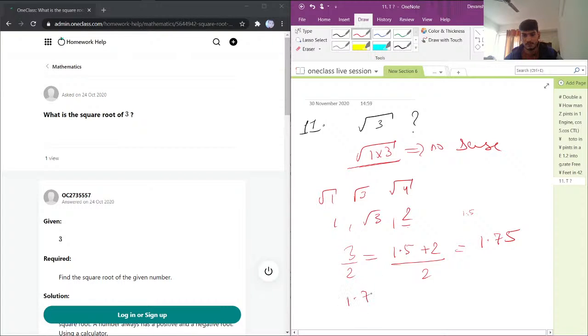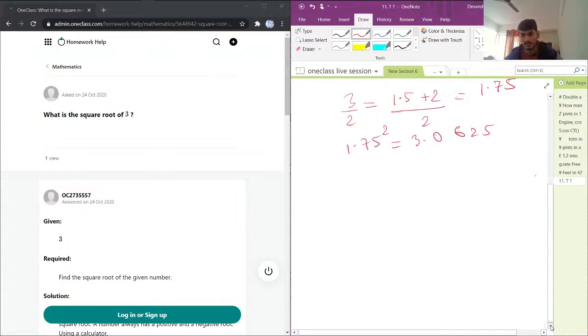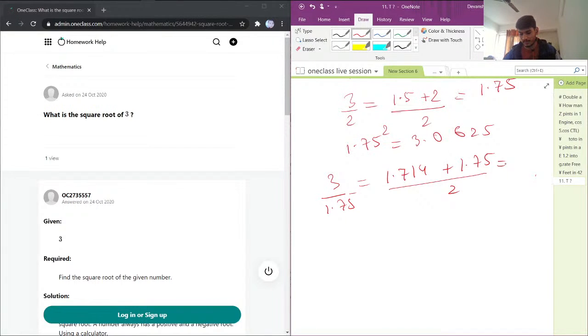So 1.75 square will be equal to 3.0625, which is more than 3. So again we will divide 3 by 1.75. So 3 divided by 1.75 will give 1.714. Then we'll add the 1.75, we'll take the average, 1.714 plus 1.75 divided by 2, 1.732.